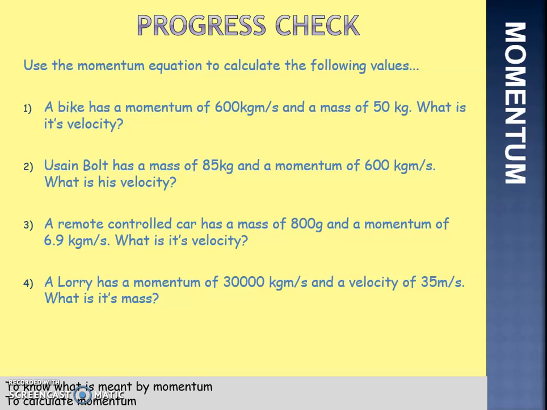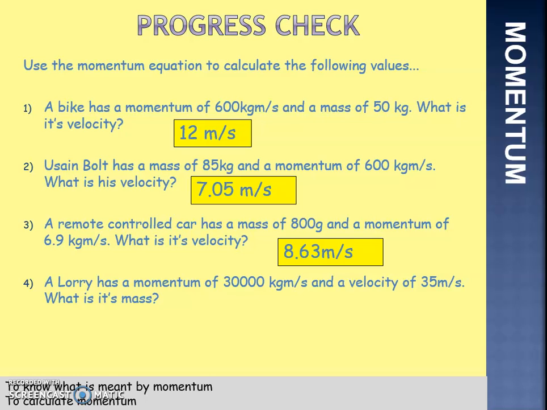Try these 4. You'll have to rearrange the equation for these 4, so pause the video and attempt them. Okay, number 1, 12 meters per second. Number 2, 7.05 meters per second. Number 3, 8.63 meters per second. And number 4, the lorry's got a massive 857 kilograms.